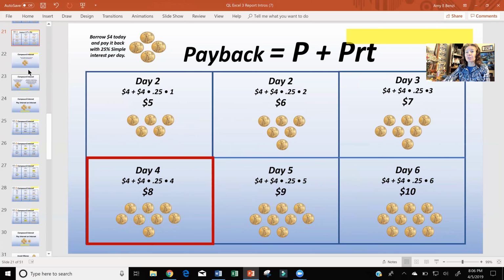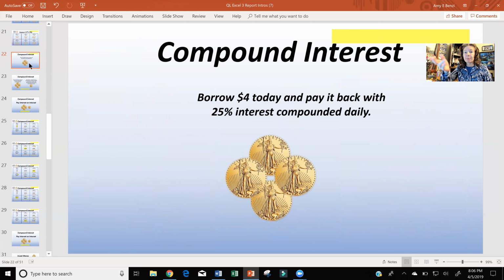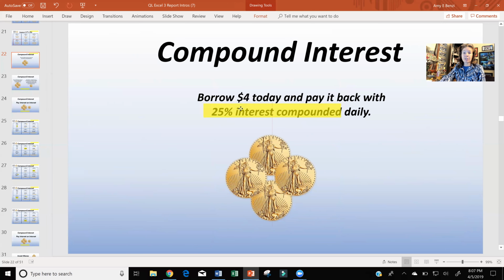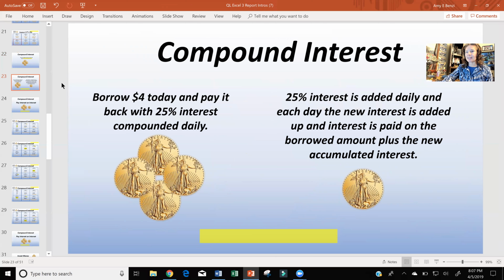That was simple interest. Let's see what happens when we talk about compound interest. In this case, with compound interest, we're still going to borrow our $4 a day, and we're still going to keep our 25% interest, but this time we're going to compound it daily. So let's see what that means exactly.